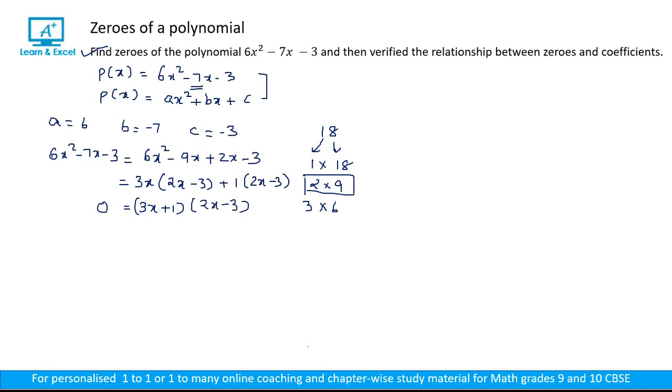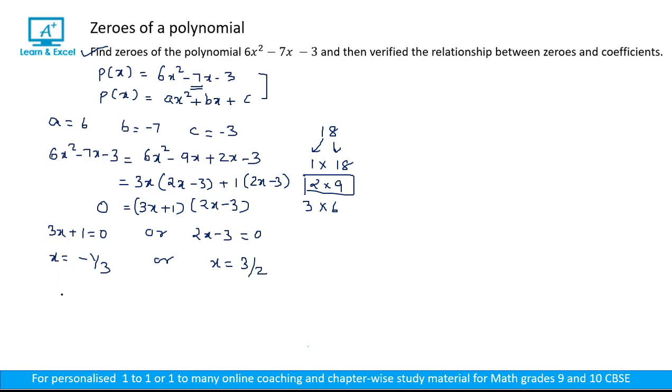P of x is equal to 0. So 3x plus 1 equal to 0, or 2x minus 3 is equal to 0. So x equal to minus 1 upon 3, or x equal to 3 by 2. We have two zeros for the given polynomial.